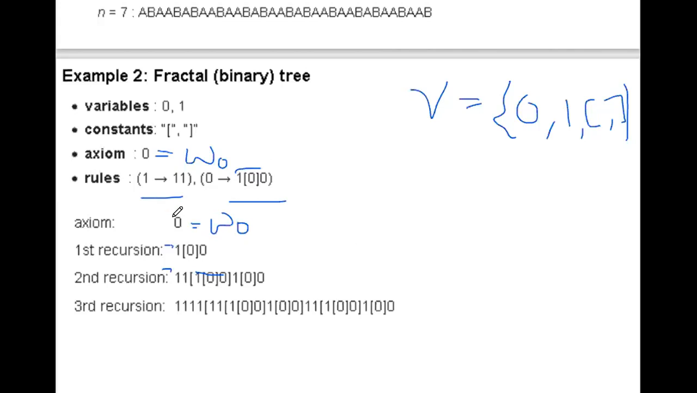How do you get the next one? When you read this one, you encounter only one character in this word, which is zero. Zero is a variable, so there's a rule for it. This is the rule. Let's apply this rule. When you apply it, zero is converted to this. This is the first rewrite.